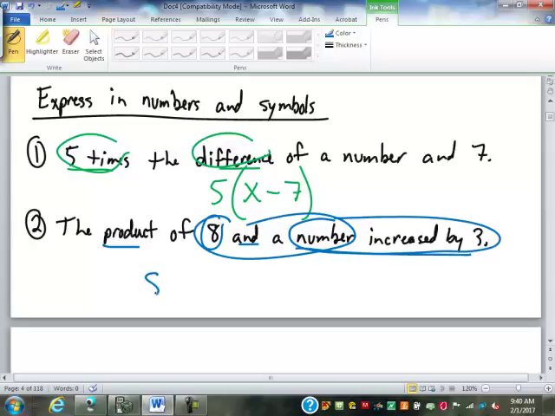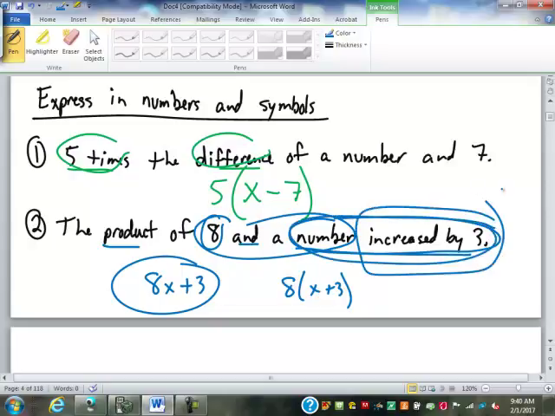This one's ambiguous. There's no way to tell by the way this is worded which one that is. The left one? This one? Yeah. This one I would have to have accepted either way because the way that's worded, you cannot tell whether the increased by 3 goes with the number or if the increased by 3 happens after the product.